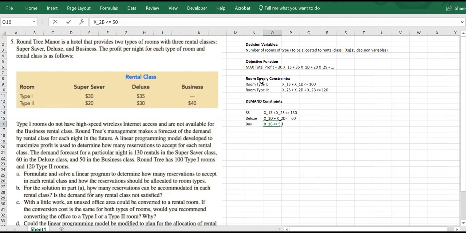So that is our formulation. And then we have, of course, the non-negativity. We have Xij greater than or equal to 0.